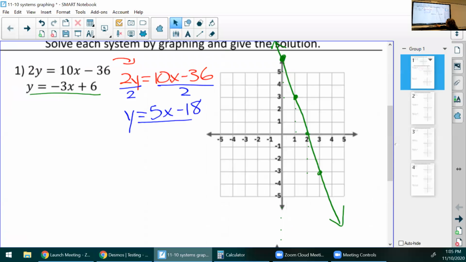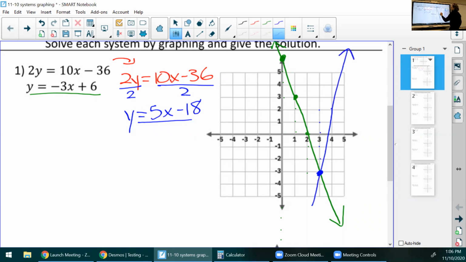So I'm going to come over here and I'm going to plot 3, -3. What was this? This was blue. Well, that's good because I already had a point there. I can finish my graph just for giggles. So my slope was +5. So 1, 2, 3, 4, 5 over 1. Yep, this is going to be perfect. Okay, so our solution for this one is right here.